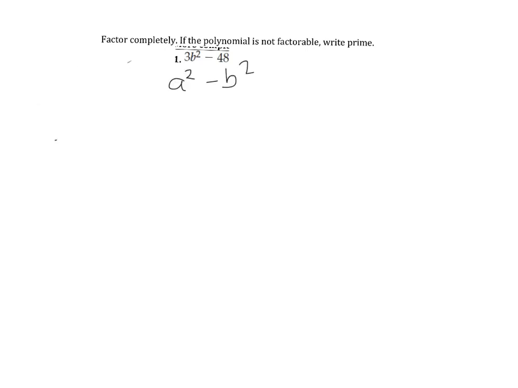You can see in the pattern in your notes that the difference of two squares is a squared minus b squared. Alright, so what we're going to do is substitute the a squared with our first term, which is 3b squared. That's going to represent this. And we'll do the same for the 48. Now let's see if this term is actually a square and this term is actually a square. Is 3 a perfect square? According to the calculator, no.